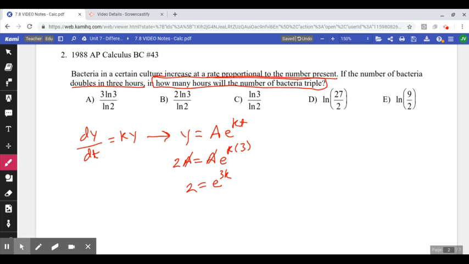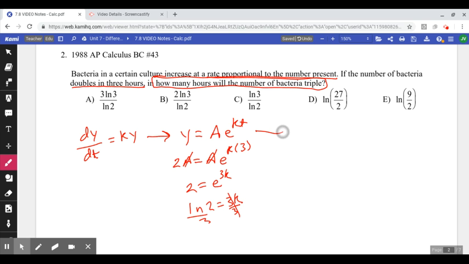And then we're going to change this into a logarithm. So this will be the natural log of 2 is equal to 3k. So k in this case happens to be the natural log of 2 over 3. Now that's just the value of k, so that doesn't give us the number of hours. That's going to be t, that the bacteria will triple.